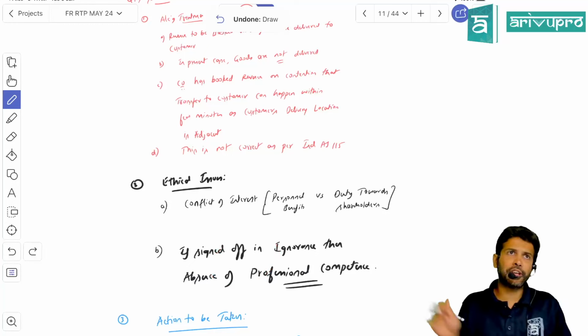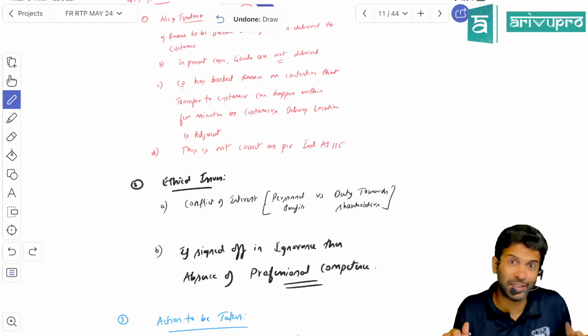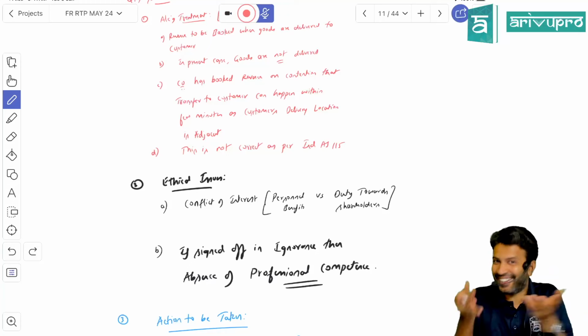The second one is if she says, I have no idea. When I studied, when I cleared my CA, it was only accounting standards. Ind AS was only a new principle.